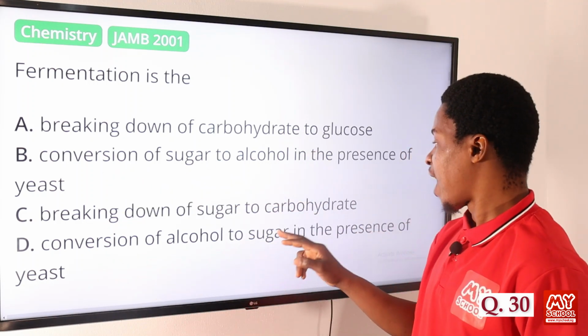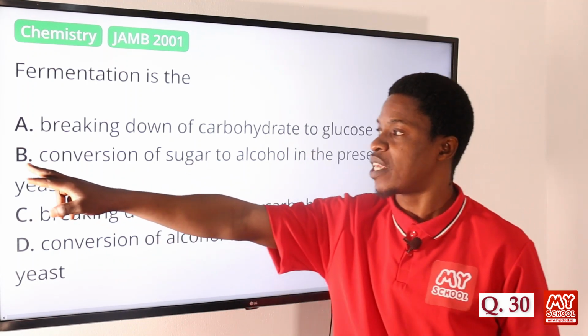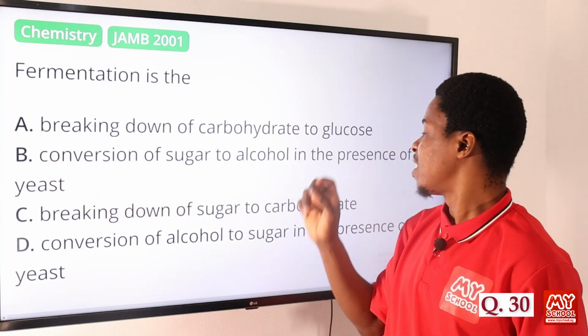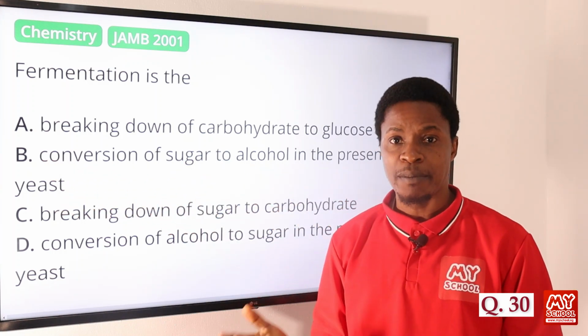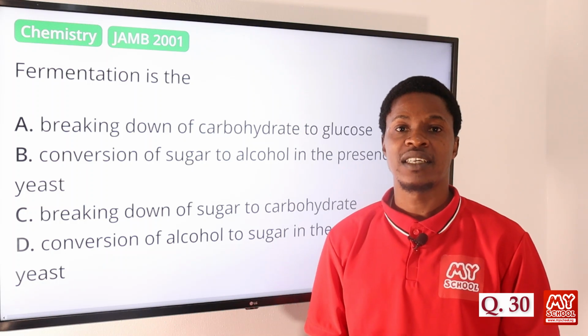Conversion of alcohol to sugar in the presence of yeast. This is not correct. So option B, conversion of sugar to alcohol in the presence of yeast, which is the microorganism, is the correct answer.